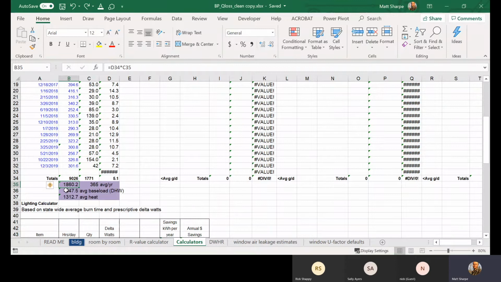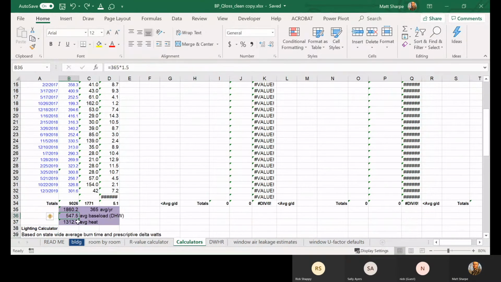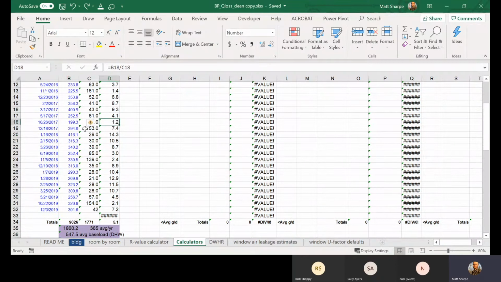The base load was estimated by taking the average of the delivery after the summer. So you can see this delivery here is October and the last one was May. So that was pretty much all domestic hot water.